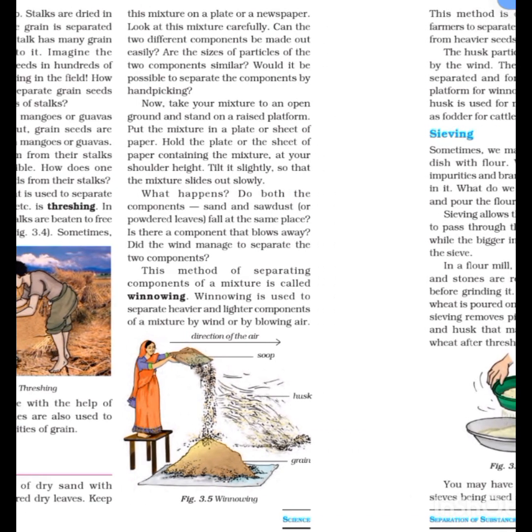Do both the components, sand and sawdust or powdered leaves, fall at the same place? Is there a component that blows away? Did the wind manage to separate the two components? This method of separating components of a mixture is called winnowing. This method of separating a mixture is called winnowing.